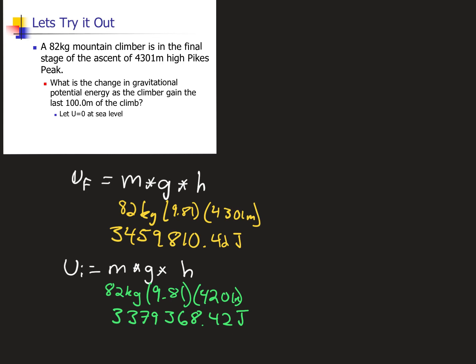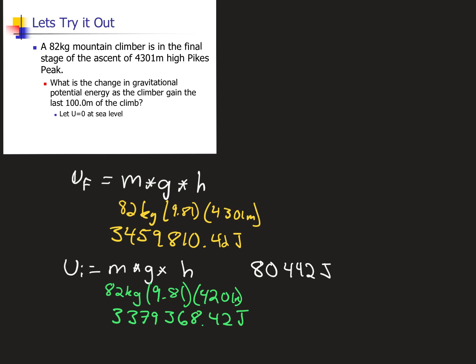Now, to find the difference, final minus the initial, we take the values that we found and subtract them. And we find that we got a value of, I believe, 80,442 joules, and not the bling bling kind.